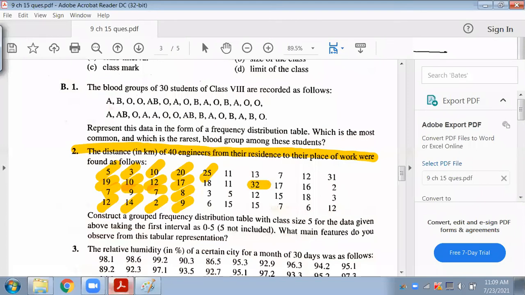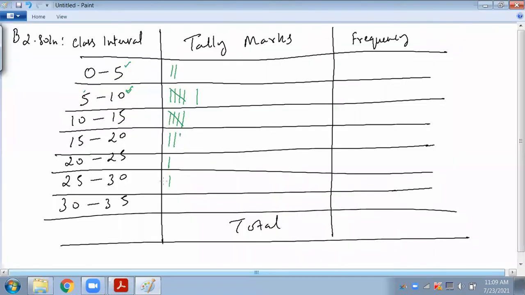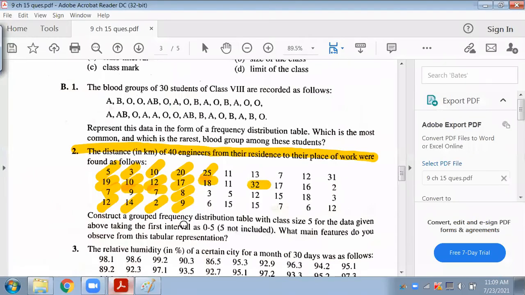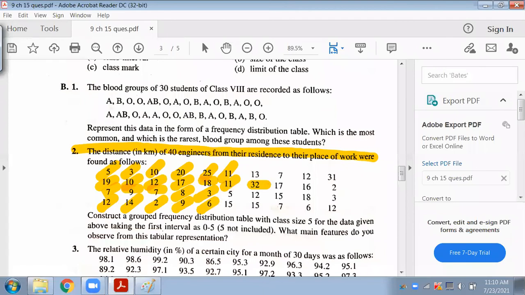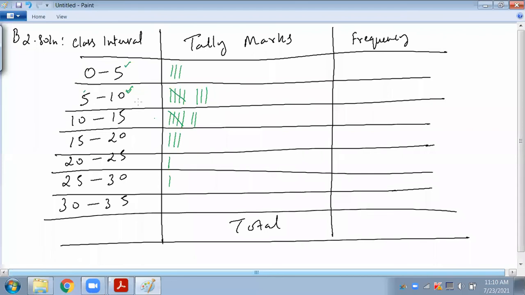Then 18. 3. 6. 11. 2 of them. Then 5. Again 5. We'll not put it in the first one, but the second one. Next 15. Again 15 also. We'll not put it in the first one, but in the second one.